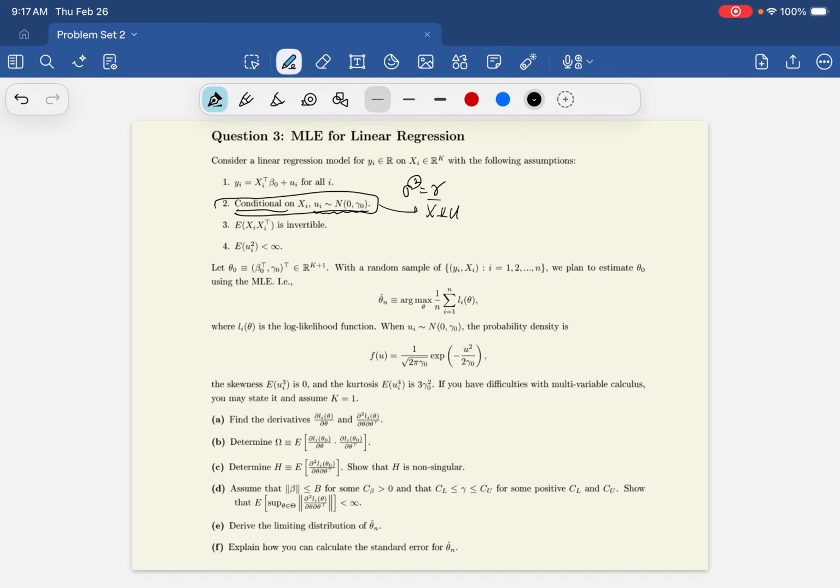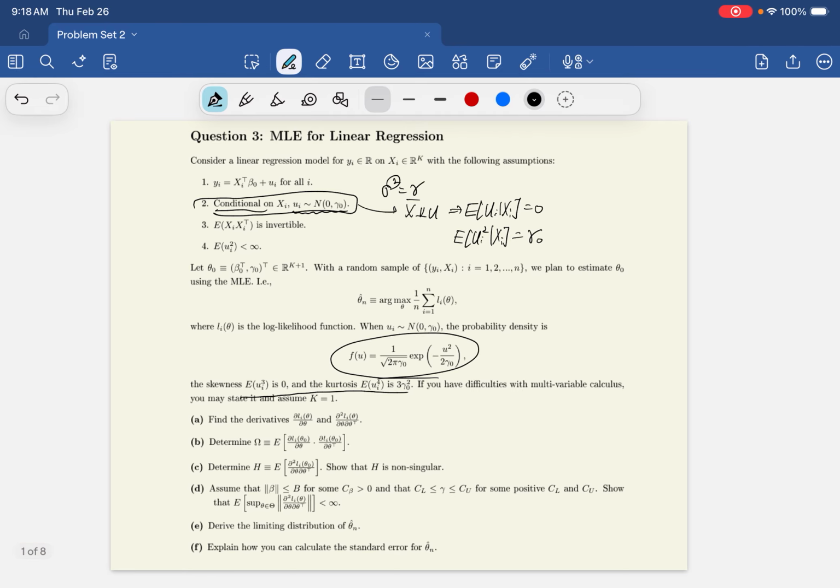This is a stronger, more restrictive assumption than uncorrelatedness. So automatically this implies conditional mean independence. Also, the variance of u is gamma 0. Okay, keep that in mind. And this is the normal distribution PDF, the probability density. So we are going to use this density. And also I gave you the skewness and kurtosis, right? We are going to utilize them later.